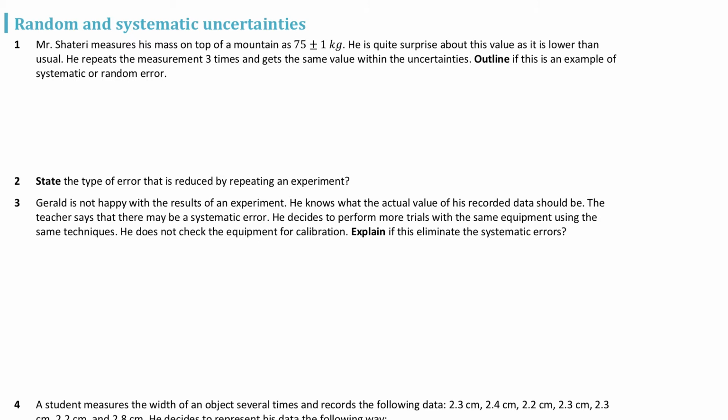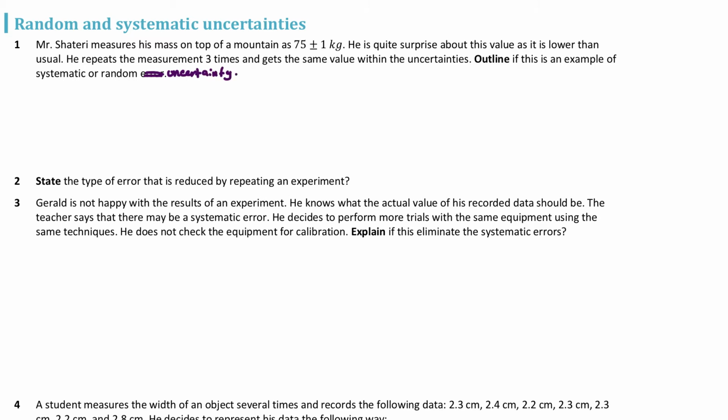In this particular question, Mr. Shateri measures his mass on top of a mountain as 75 plus or minus 1 kilogram. He's quite surprised about this value as it is lower than usual. He repeats the measurement 3 times and gets the same value within the uncertainties. Outline if this is an example of systematic or random uncertainty. So, wrong wording here. We're going to use uncertainty.